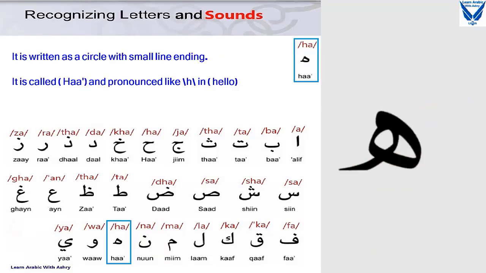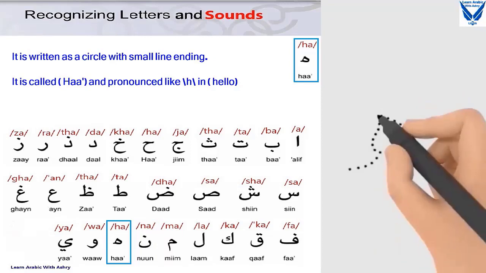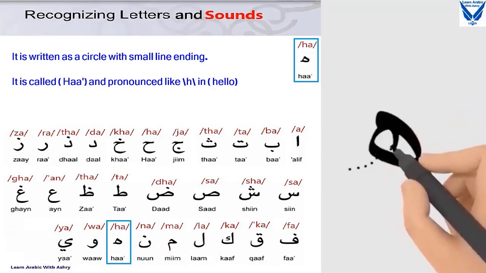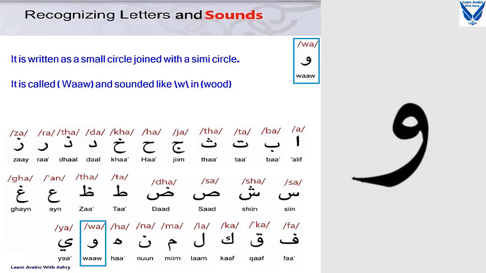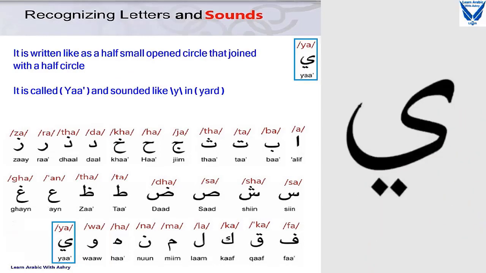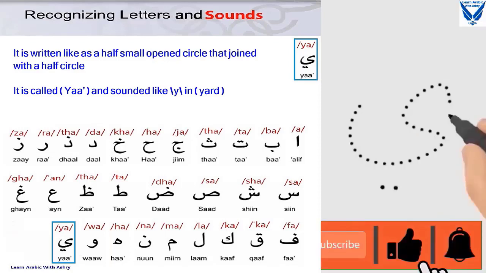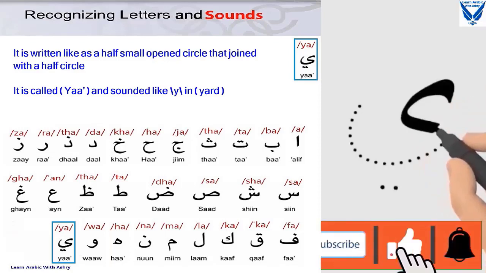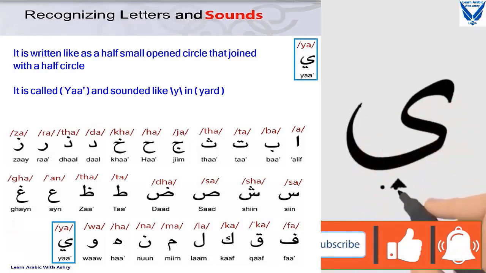This is written as a circle with a small line ending. It is called ha and pronounced like H in hello. This is written as a small circle joined with a semicircle. It is called waw and sounded like W in wood. This is the last, written as a half small open circle that joined with a half circle. It is called ya and like Y in yard.